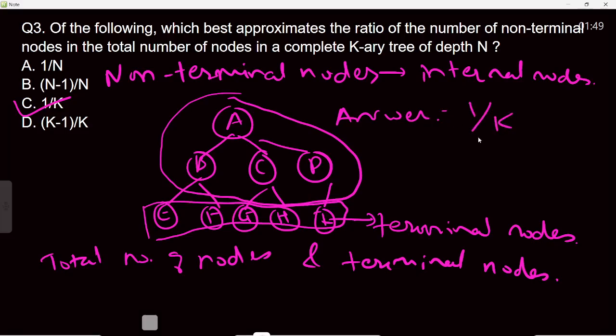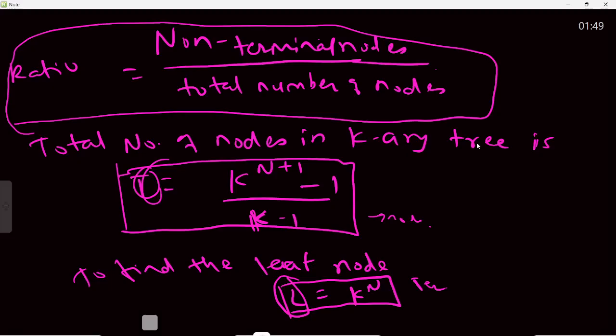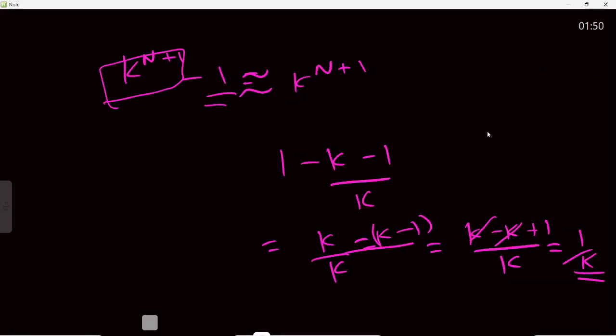Answer: 1 upon k. It was somewhat of a tricky question, but if you know the formula for the total number of nodes and the total number of leaf nodes in a k-ary tree, if you know these two formulas, it was a very easy question. Just some simplification was required for that.